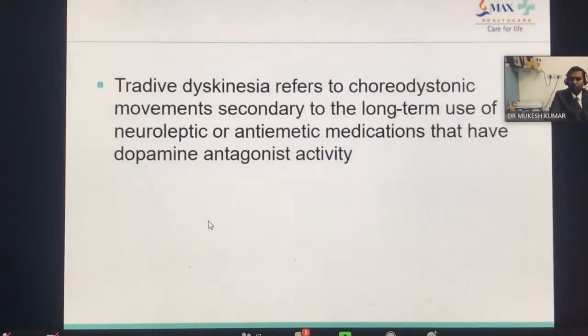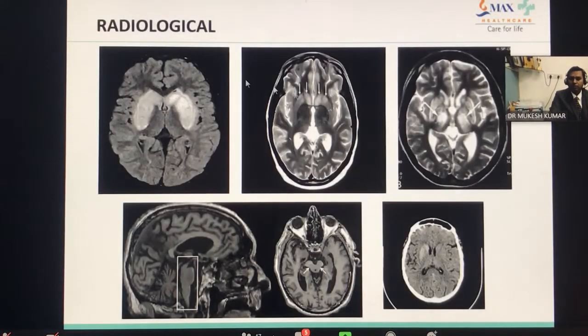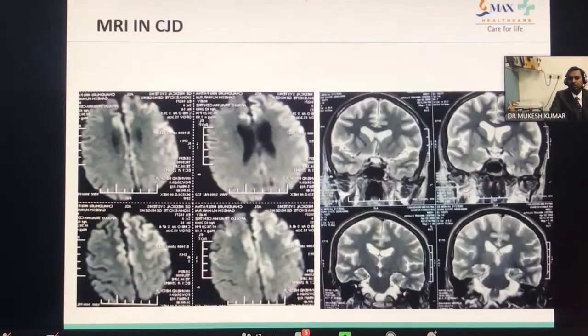So with this, how do you approach? The approach is mostly radiological, to see the damage to the brain and the atrophy of the brain. And then we proceed depending on the treatable and non-treatable outcomes. Thank you, sir.